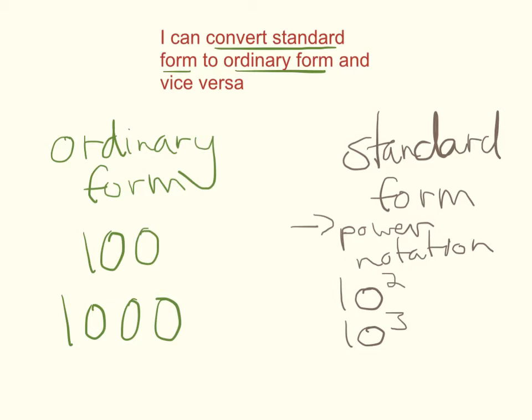And we do this when we're using very, very large numbers. We use standard form because it makes it easier to use rather than writing a whole bunch of zeros. So let's take a look at some examples.